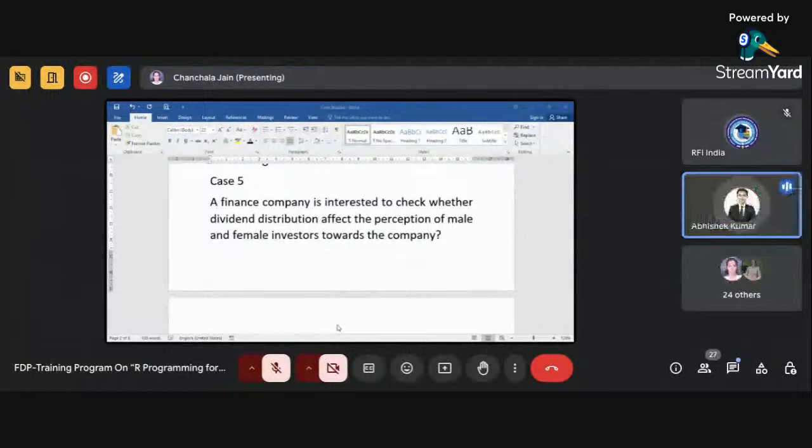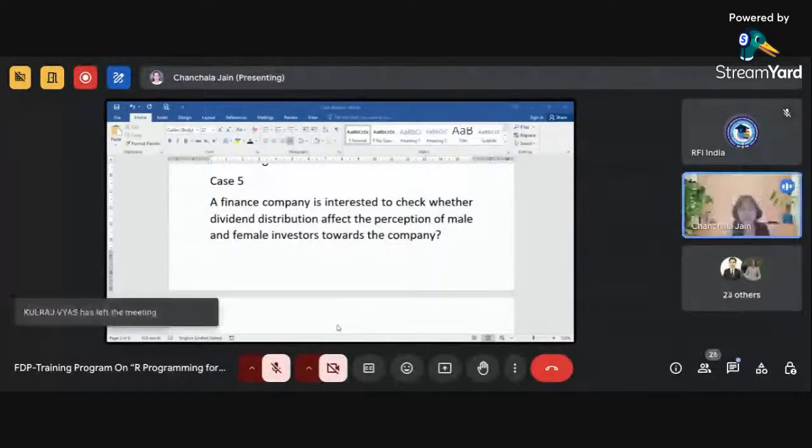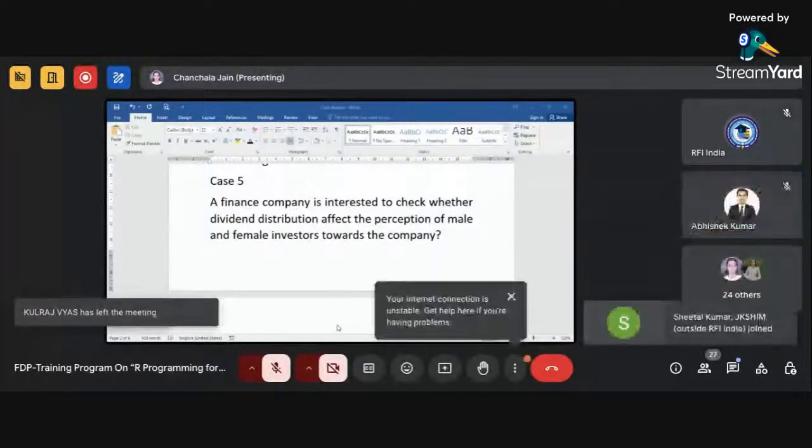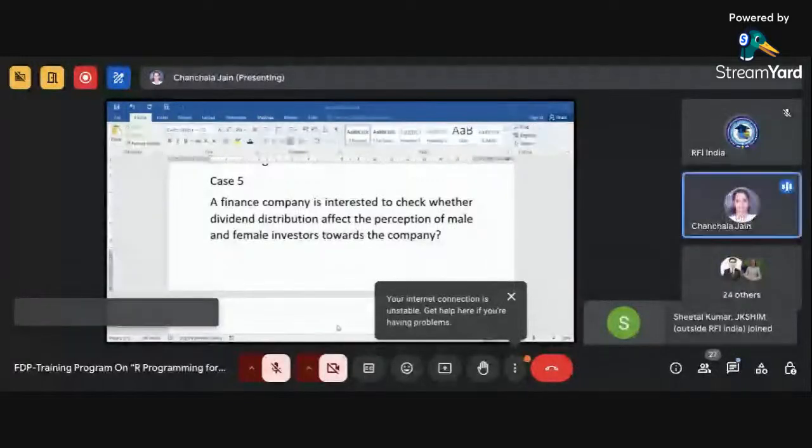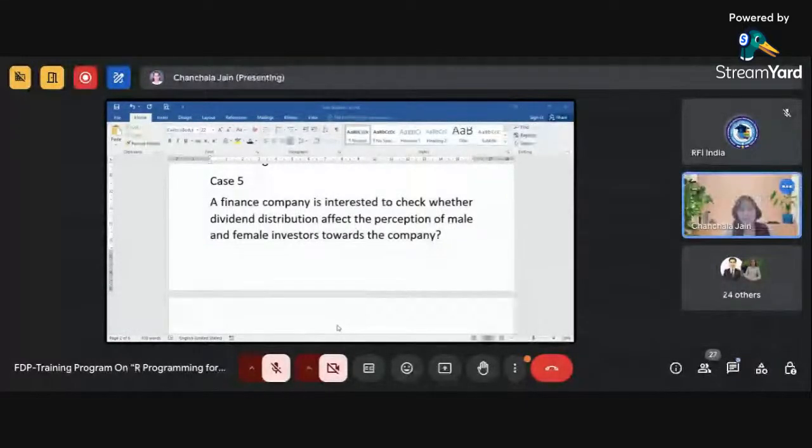Ma'am, would it involve recording perception of male and female before the distribution of dividend and after the distribution of dividend? I think this type of situation is not mentioned in the given situation. Okay, ma'am. So assumption we cannot take here. Shreya ma'am?